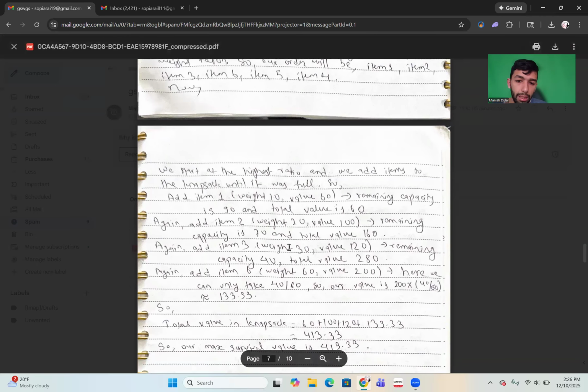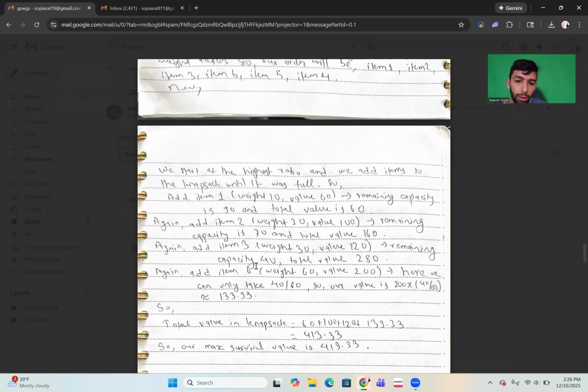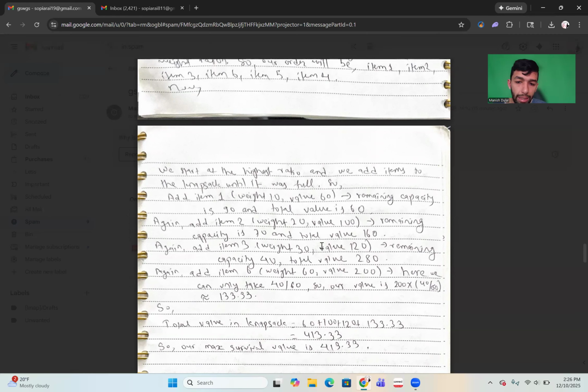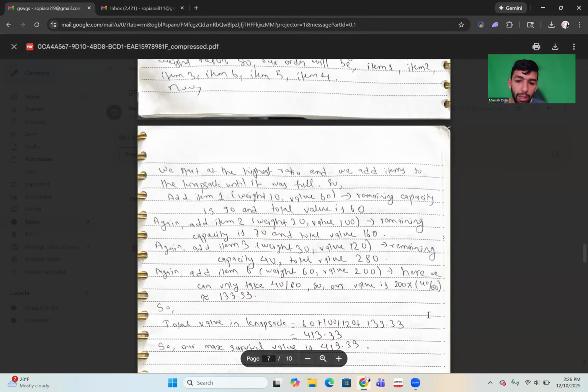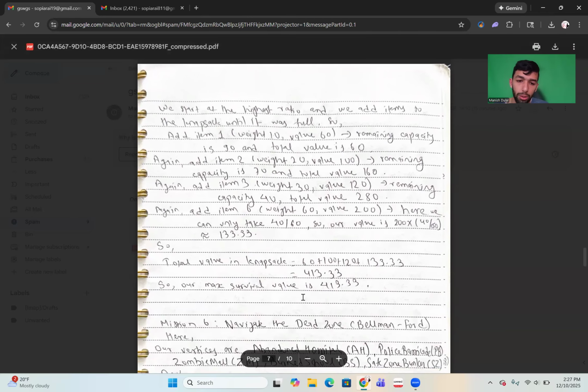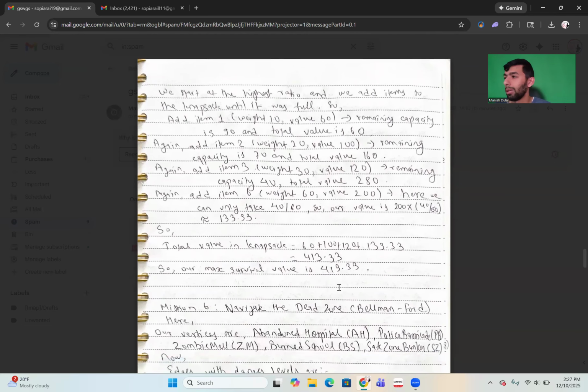And for item three, our weight is 30, value is 120. Since we had 30 earlier, we are 60 full and our capacity is 40 and total value is 280. And item four, the weight is 60, but we only have 40 available. So we cannot add all 200 value in it. We can only add 40 of it out of the 60 that it has, which comes down to 133.33. And we add all of those. So our max survival value is 413.33.